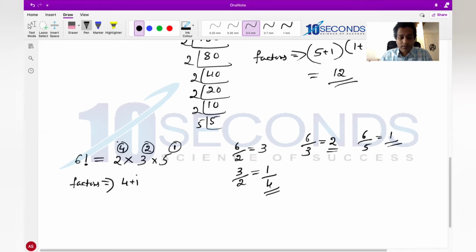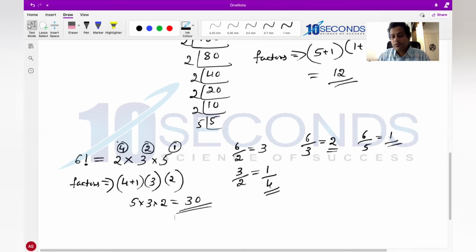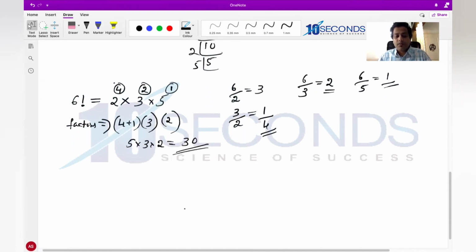4 plus 1, that is 5. 2 plus 1, that is 3. 1 plus 1, that is 2. That is 5 into 3 into 2, which equals 30. So 6 factorial is divisible by 30 different numbers. But let me take a few more and explain to you guys to make it easy.